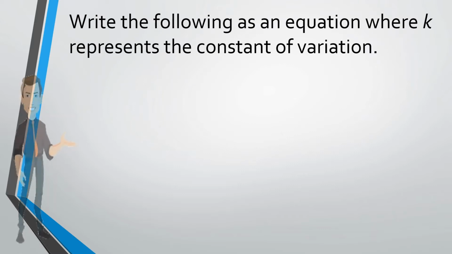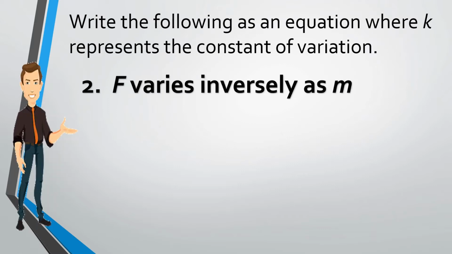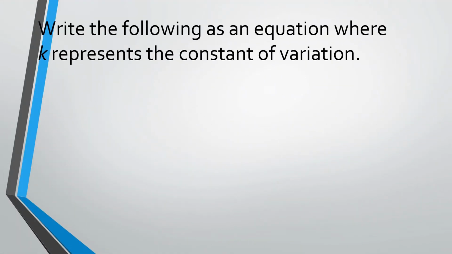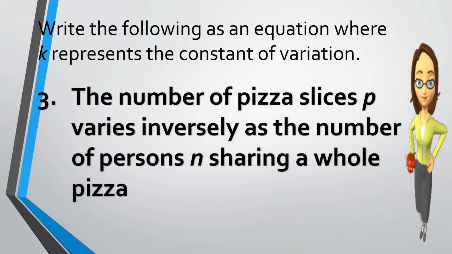Number 2, f varies inversely as m. So we have f is equal to k over m. Number 3, the number of pizza slices p varies inversely as the number of persons n sharing a whole pizza. So we have p is equal to k over n.